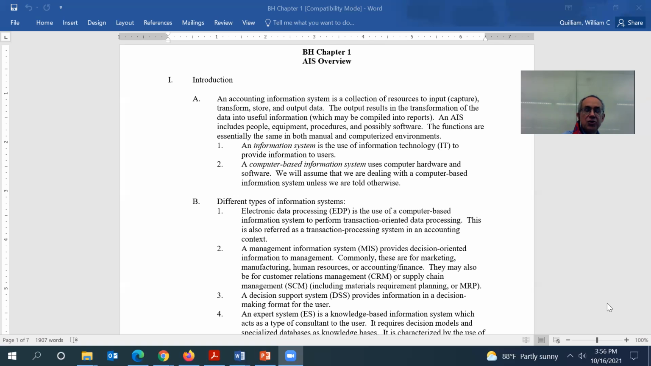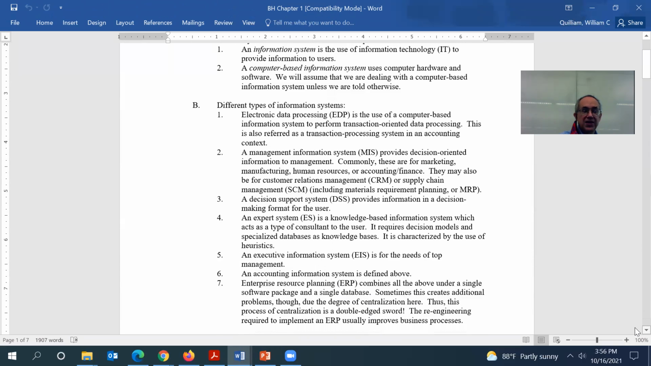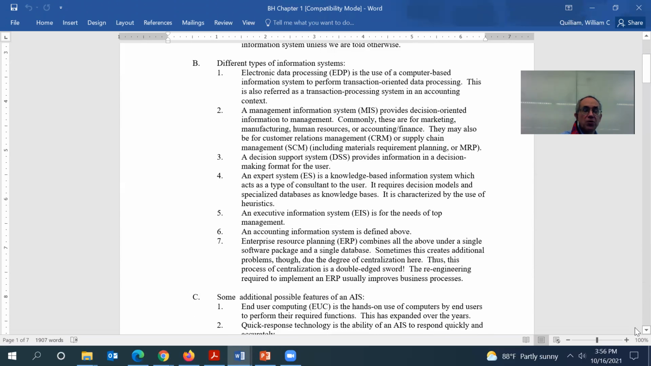ES. It's a knowledge-based information system which acts as a type of consultant to the user and requires decision models and specialized databases as knowledge bases. It is characterized by the use of heuristics, in other words, some decision rules. And an executive information system is for the needs of top management. Accounting information system we defined above.